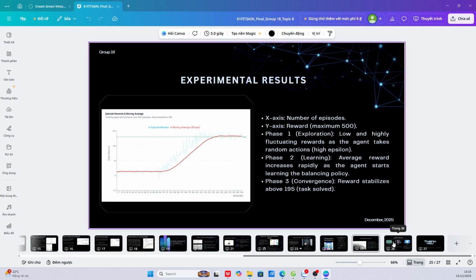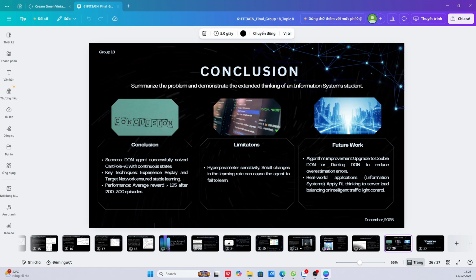Okay, so to conclude our project, the DQN agent successfully solves the CartPole V1 environment with a continuous state. As a limitation, we found that the algorithm is very sensitive to hyperparameters, especially the learning rate. A small change can cause the agent to fail completely.